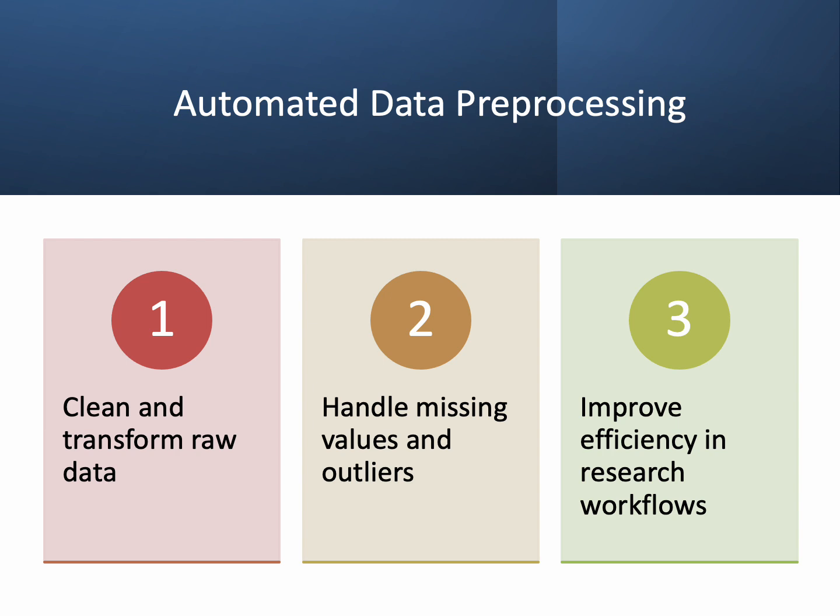For example, AI can standardize patient data formats across clinics or clean demographic data for social studies, ensuring quality without manual effort. Handling missing values might involve predicting them based on patterns, while outlier detection ensures data integrity. This improves efficiency in research workflows, allowing researchers to focus on analysis rather than data preparation.